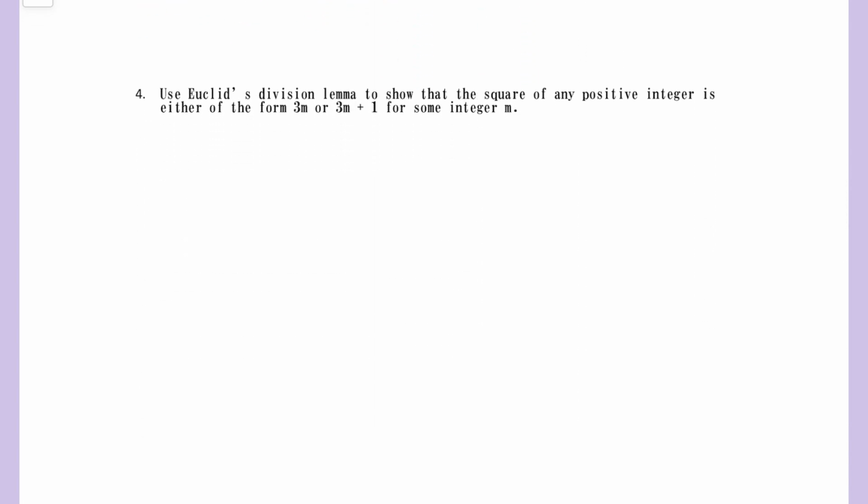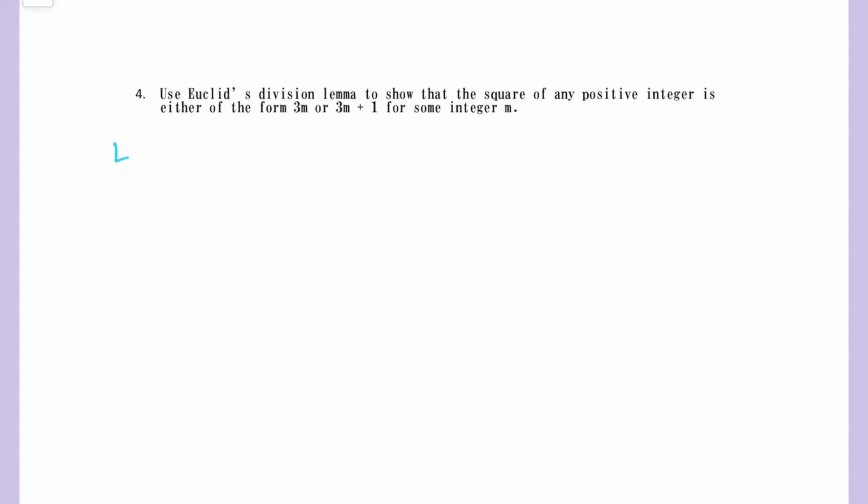Move to the next question. Use Euclid's division lemma to show that the square of any positive integer is of the form 3m or 3m plus 1 for some integer m. Now the previous also we did one question like this, just the same like that only.